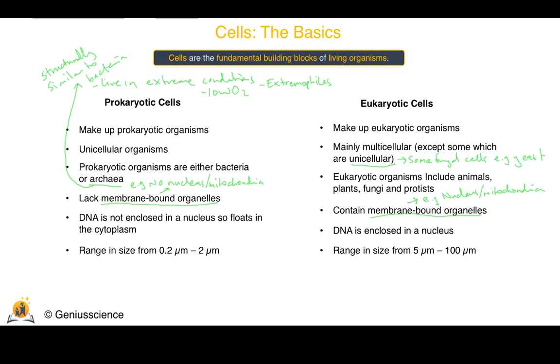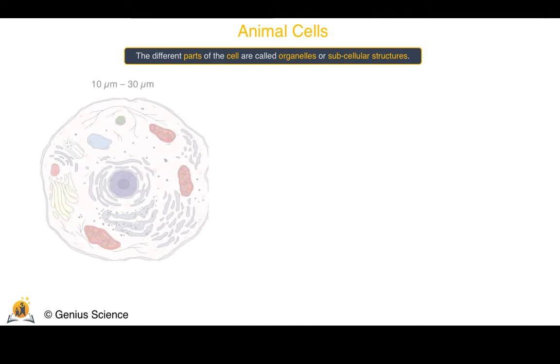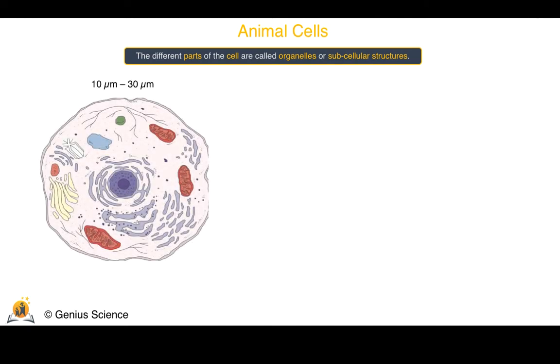Before we start describing animal cells, we just need to establish that the different parts of the cells have two names. They're either called organelles or subcellular structures. Here we have a diagram of a typical animal cell. Some organelles here you only need to know for A-level. We'll be covering the ones you need just for GCSE.